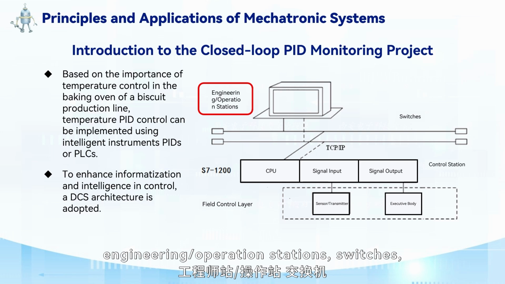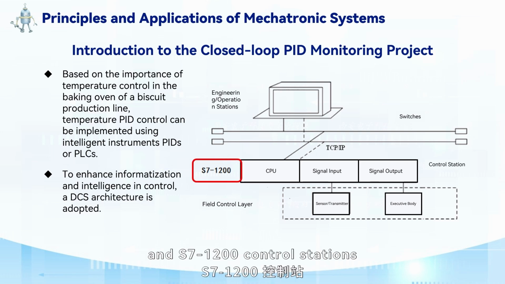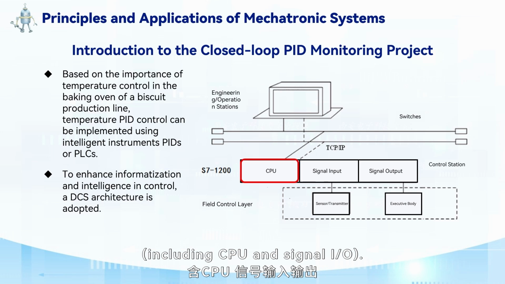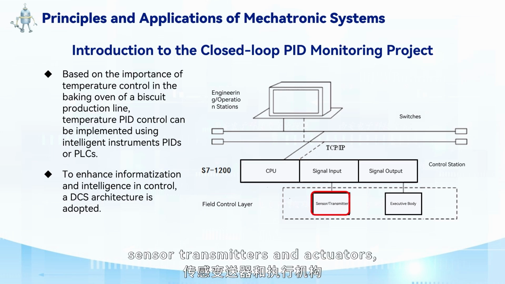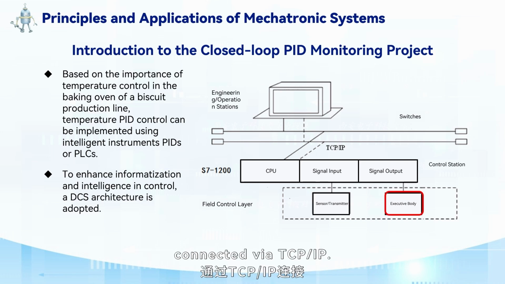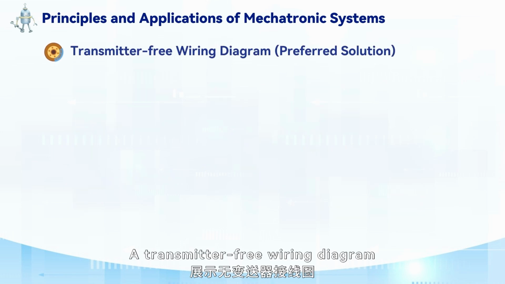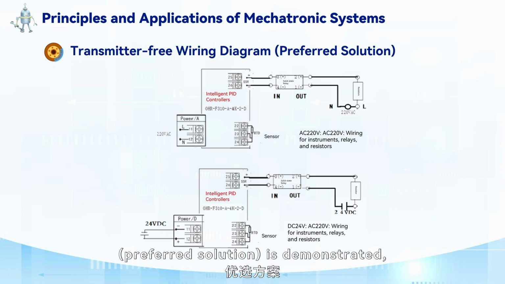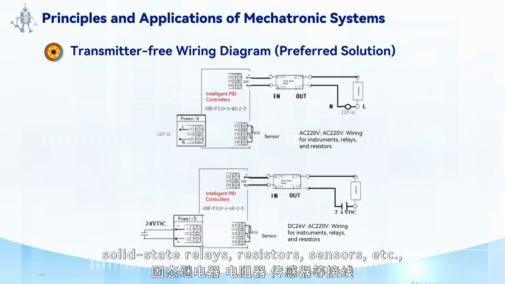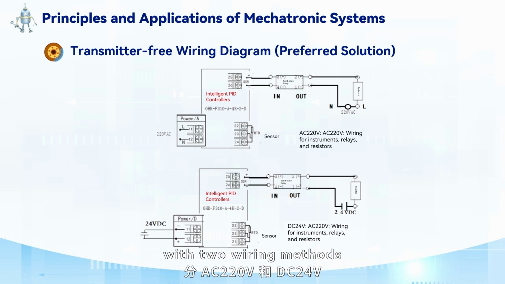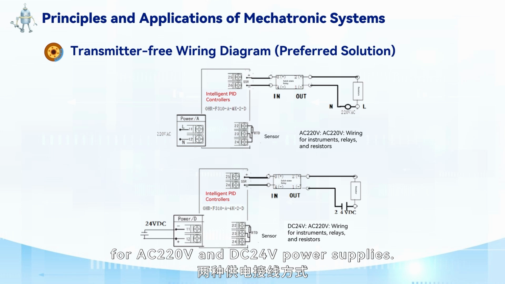The system includes engineering and operation stations, switches, and S7-1200 control stations, including CPU and signal I/O. The field control layer includes sensor transmitters and actuators connected via TCP/IP. A transmitter-free wiring diagram, the preferred solution, is demonstrated, which includes intelligent PID controllers, solid-state relays, resistors, sensors, etc., with two wiring methods for AC 220 volts and DC 24 volts power supplies.